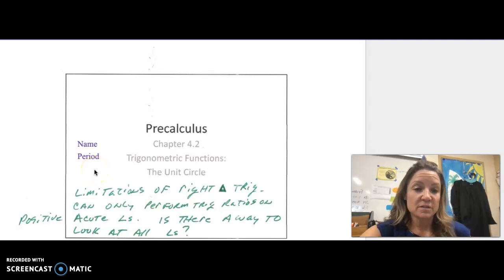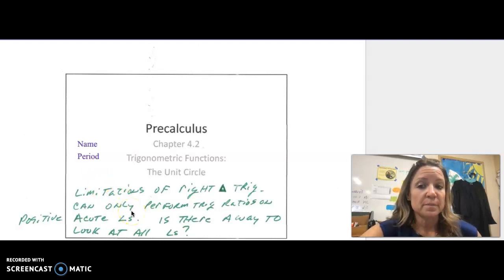And so the focus of today's lesson is: what are the limitations on right triangle trigonometry? You can only perform trig ratios on acute angles. And so is there a way to look at all of the other angles using trig? Okay, because we want to keep them positive.